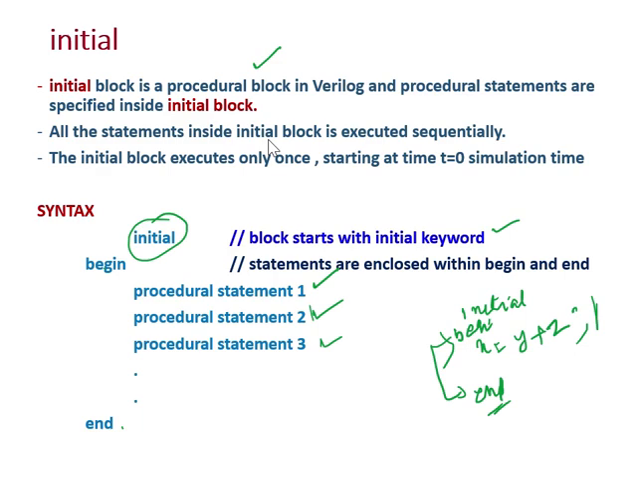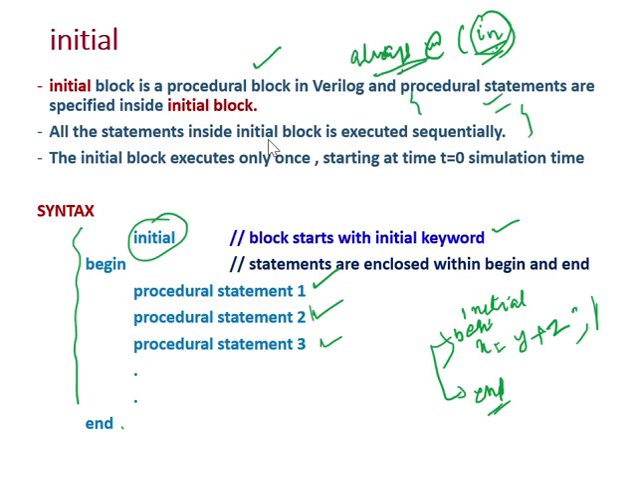The initial block executes only once. So this whole part is executed only once. There is no sensitivity here, unlike the always block. In an always block, always at, for example, some signal declared inside the sensitivity list, whenever there is any change in it, the always block is activated, and whatever is written inside the always block is evaluated every time the signal inside the sensitivity list changes.